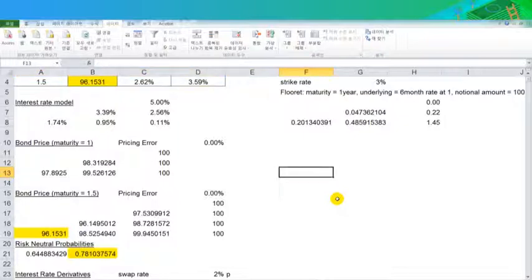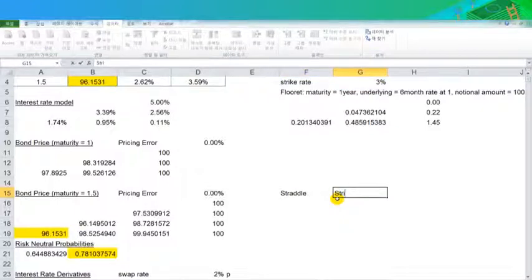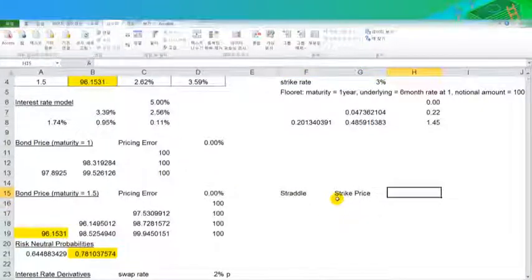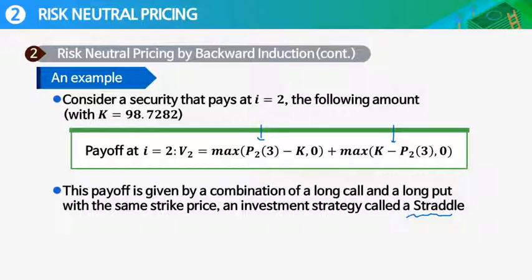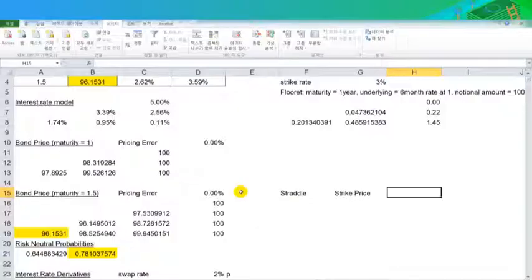So I think this is the right place. So straddle and the strike price. Strike price is go to here, 98.7282. Okay, this strike price. So let's call this one straddle K. So it is straddle. So this one matures at 1 year.